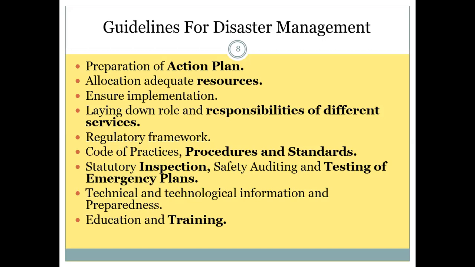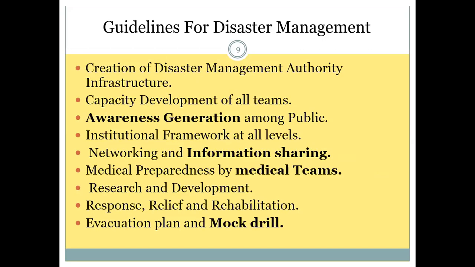Technical and technological information for preparedness should also be there. They should have an early warning system as well. In case of the early warning system and testing of the emergency plan, education and proper training is a must. We should educate people that in case of any disaster, you should follow the protocol and the codes, to avoid maximum damages. Creation of disaster management authorities is a must. Capacity development of all teams. Awareness generation among people comes in the training as well. Education, that's the word.